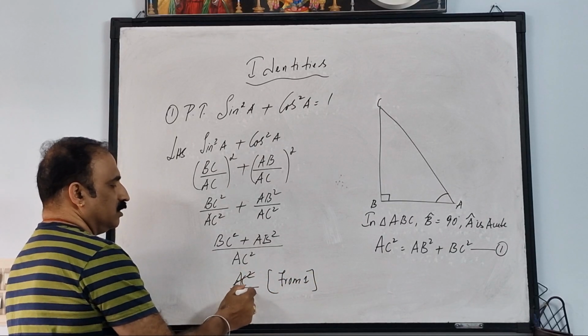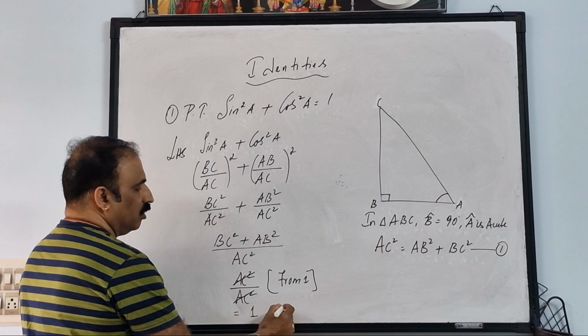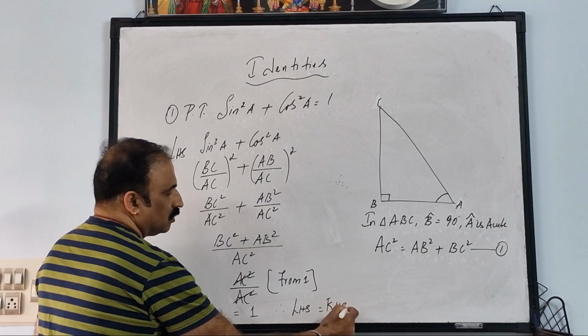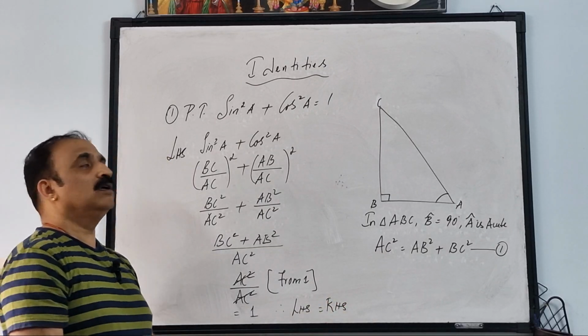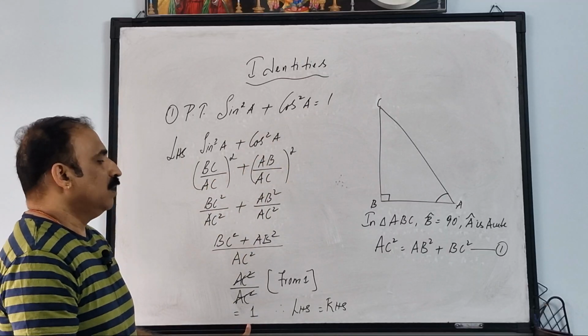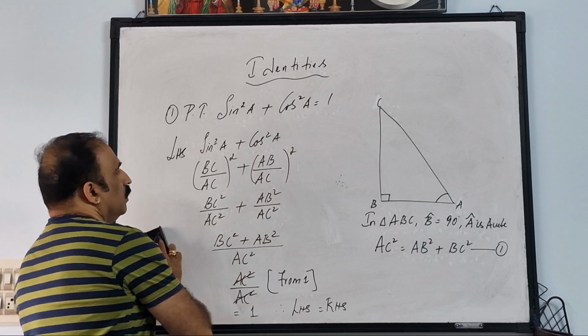So AC square and AC square gets cancelled. The result is going to be equal to 1. Therefore, LHS is equal to RHS. Now this is the first identity. Sin square A plus cos square A value is equal to 1. Now what all the manipulations you can do in this particular formula.